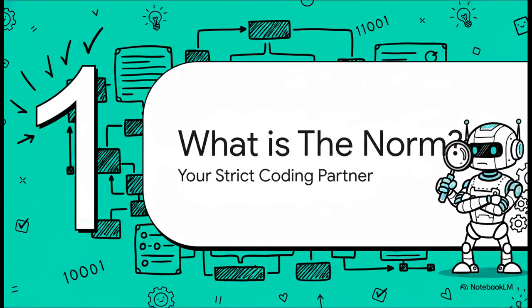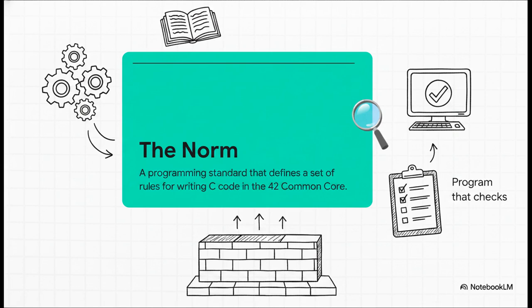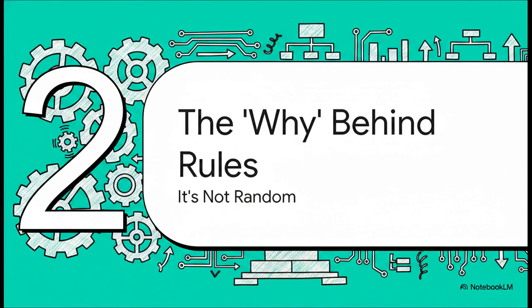Okay, first up, what in the world is the norm? The best way to think about it is, well, it's like a coding partner who is extremely particular about how you work. So the official definition is that the norm is a programming standard. It's a very specific set of rules for how you write the C language at 42. And the Norminette, that's just the program that checks your work. You've got to think of this as the foundation you're going to build every single one of your C projects on.